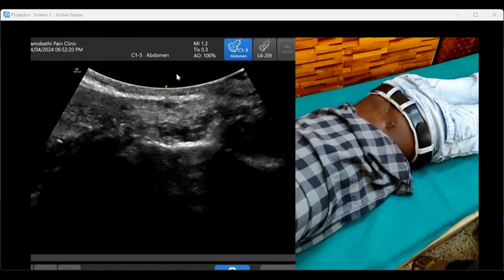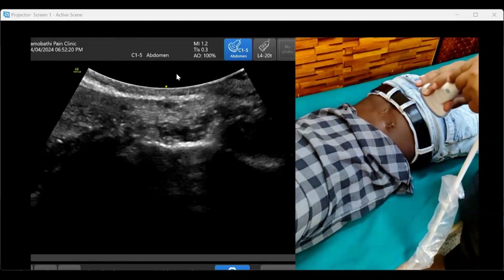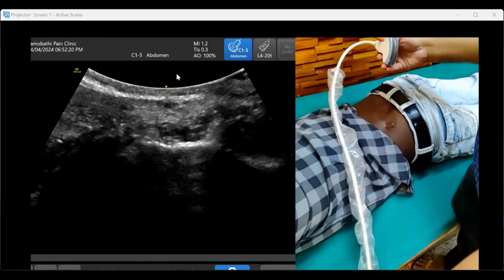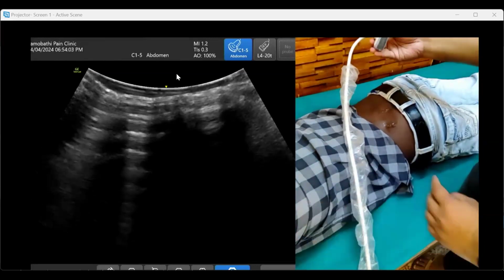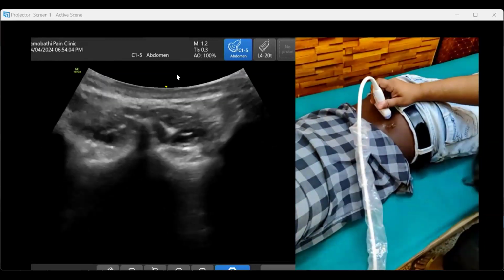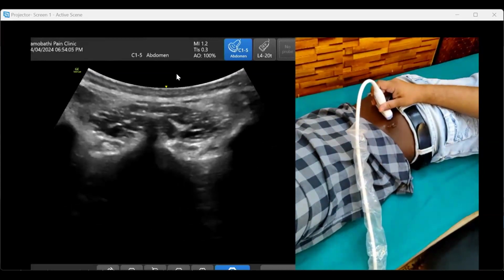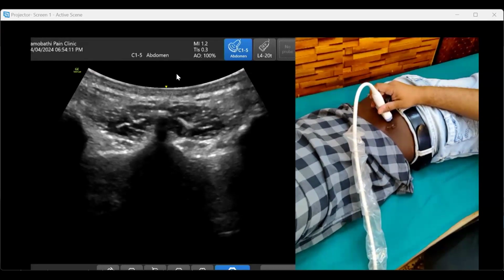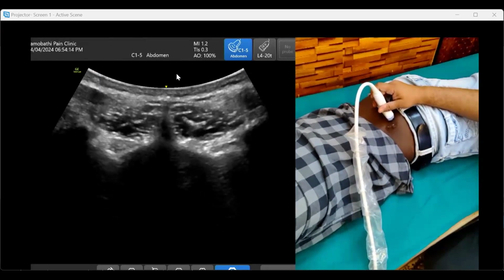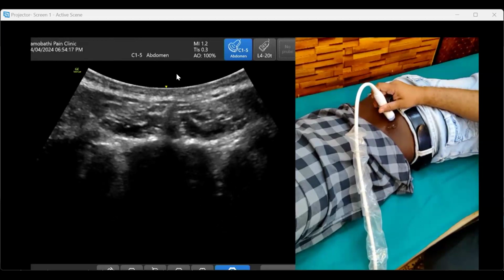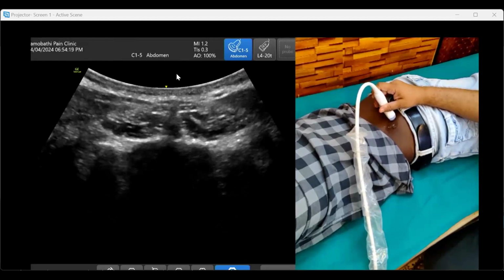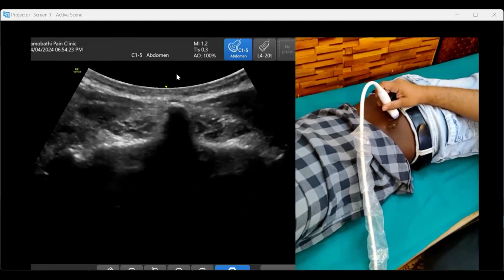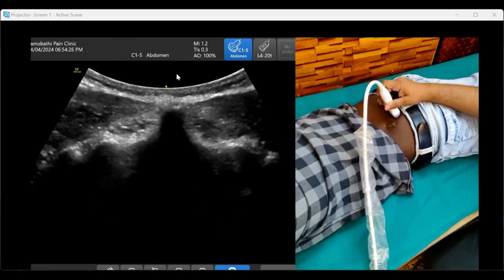Let's go a little down with the caudal epidural. Everything remaining the same, I'm just defreezing and scanning below from that area. So here you can see we are at the center. At the center there is the spine. On both sides you can see the superior iliac spines. Now as we are going down, you can see the S2 on both sides. So S2 foramina, then continue. Then S3 is coming.